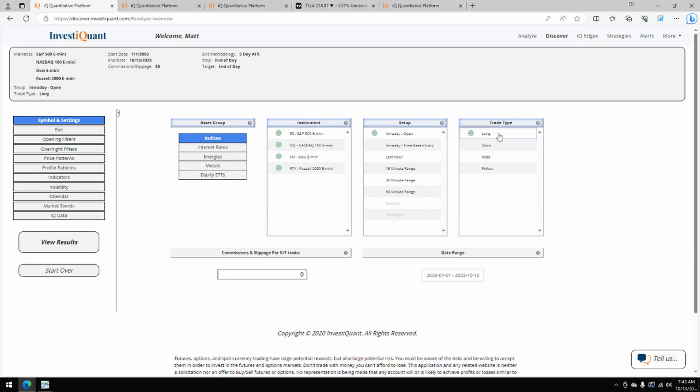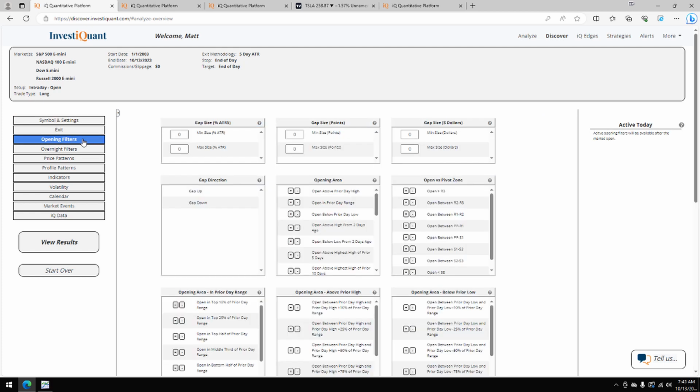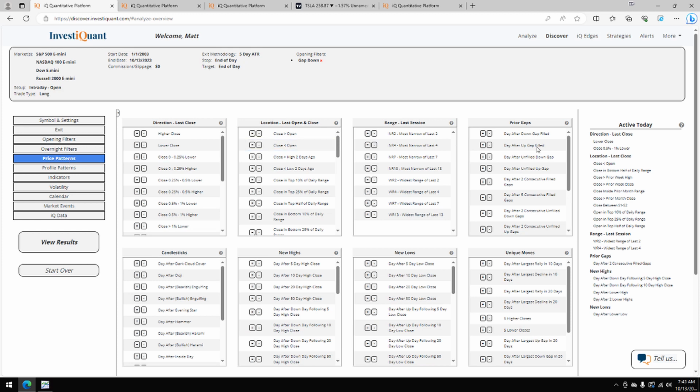Our setup is based upon entering long at 9:30 a.m. Eastern Time, exiting at 4:15 p.m. Eastern Time. Now, currently, we're trading lower in the overnight session. So from opening filters, I'm clicking on gap down. The next thing I'm going to do is go to the price patterns library, and we're going to click on close below open.